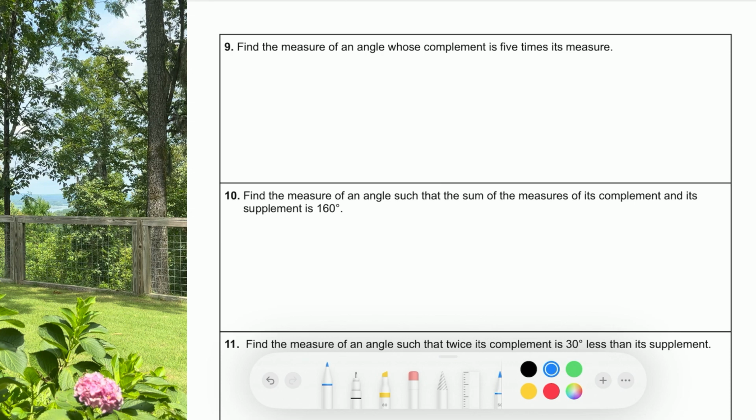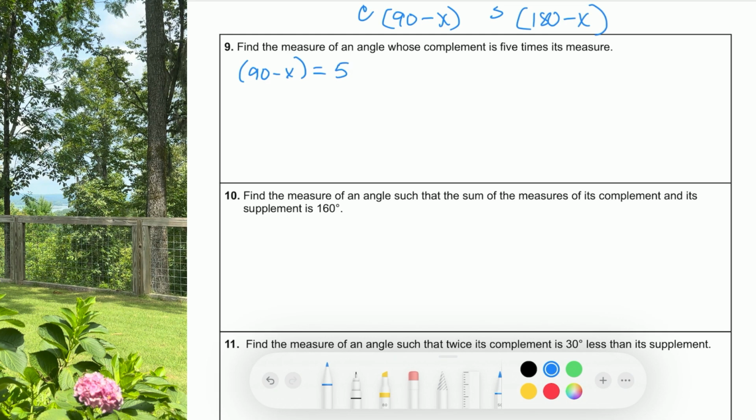So our two numbers are 7, 8. Number 9. Find the measure of an angle whose complement is 5 times its measure. So remember, complement is represented by 90 minus x. And then our supplement was represented by 180 minus x, just as a review. So this says find the measure of an angle whose complement, so 90 minus x, equals 5 times its measure. So 5 times the measure is talking about the x. So 5 times x.